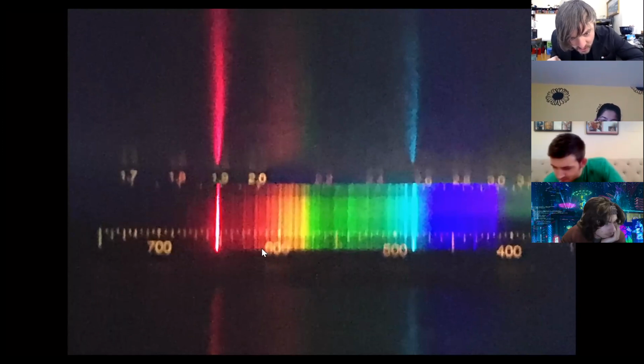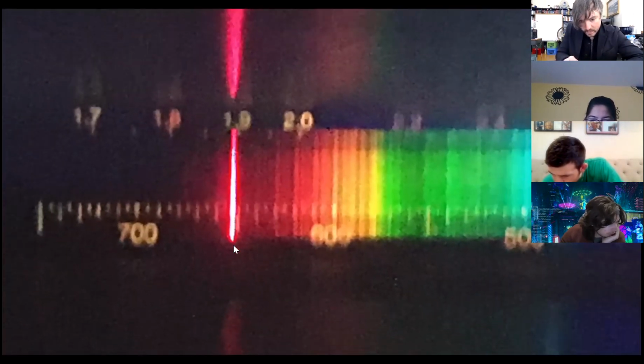do you see that red line there? Yeah. Notice that 600 is on the right, 700 is on the left. The big tick marks are 10 nanometers. The little tick marks are 5 nanometers. What would you say is the wavelength of the red emission line? Five.